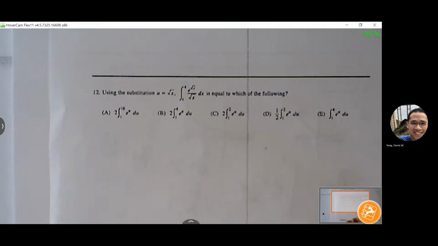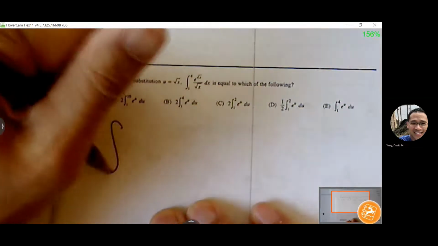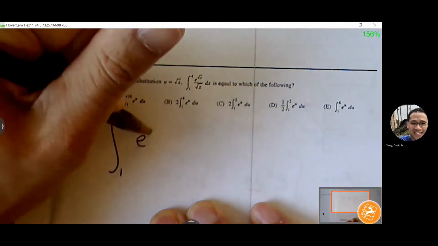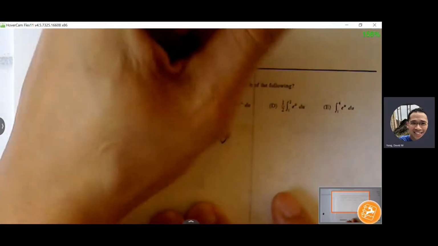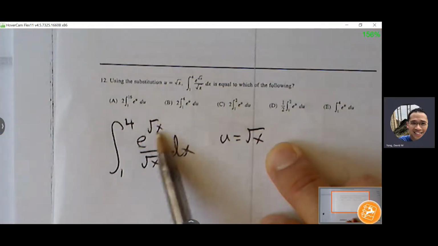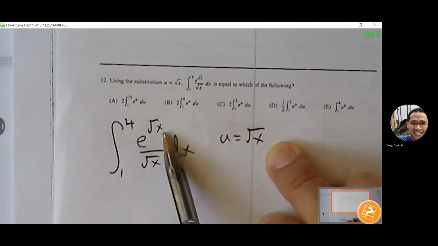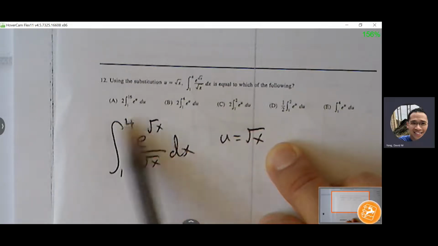Okay, number 12, use substitution. It's giving us a hint that u is root x, but you want that root x to be up here. And we're hoping that when we go through our u substitution, that root x will go away on its own, and we're left with e to the u.